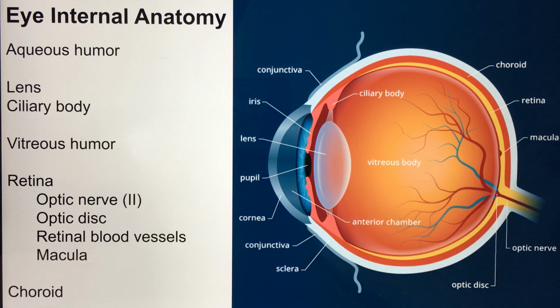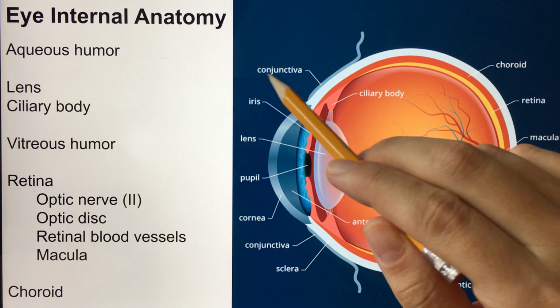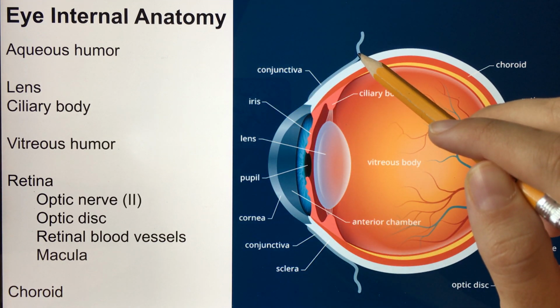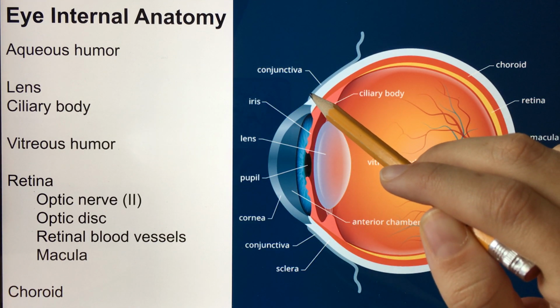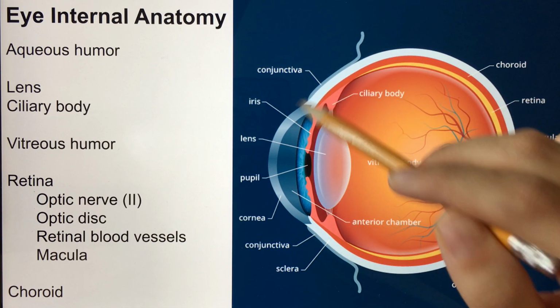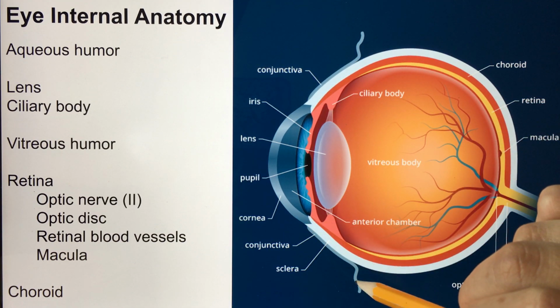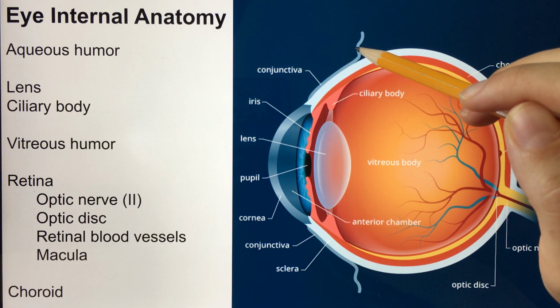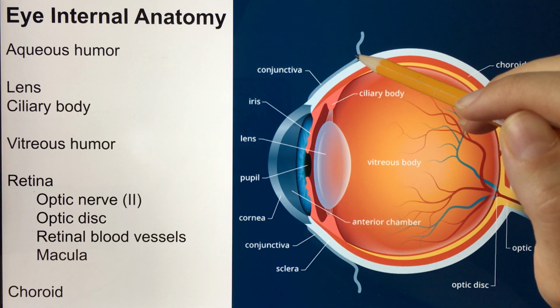And finally, in this picture, there's the conjunctiva, which I mentioned earlier. It's not connective tissue, it's a mucous membrane that covers the eye. And it's going to be continuous with the eyelids. As you can see, it's going to be transitioning to the eyelids here.